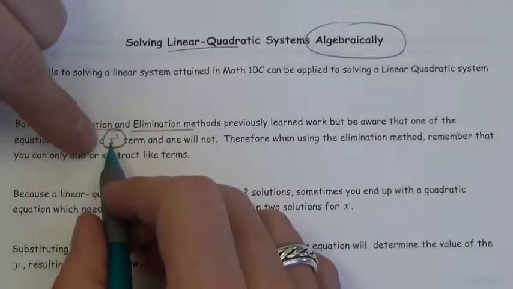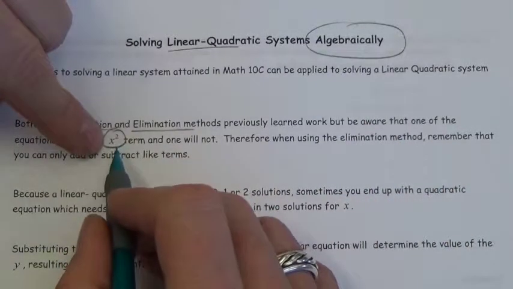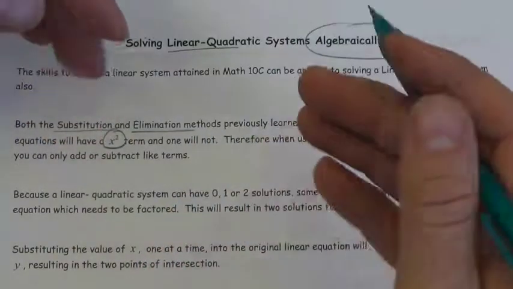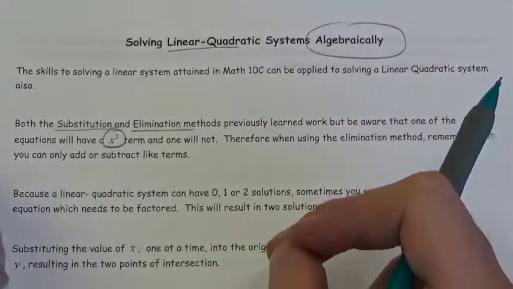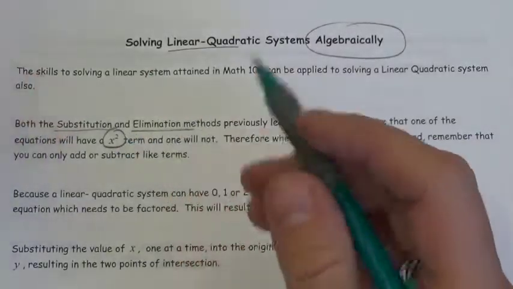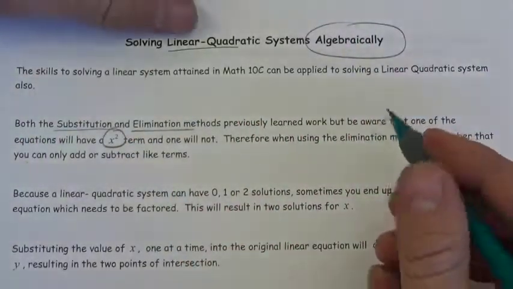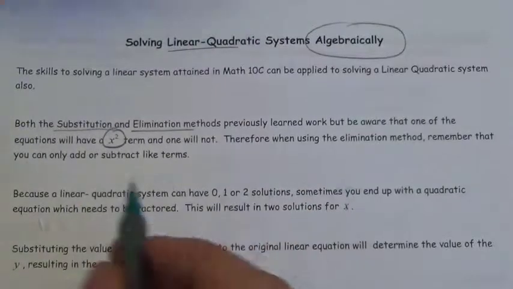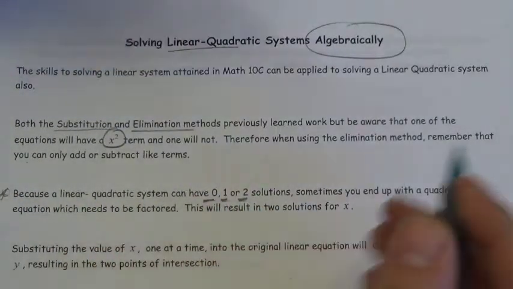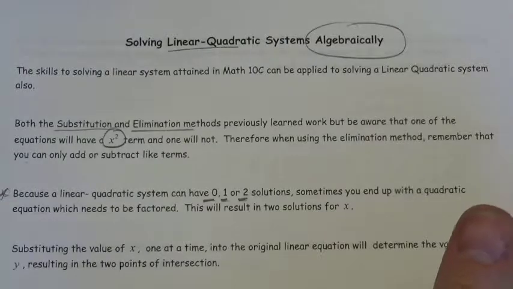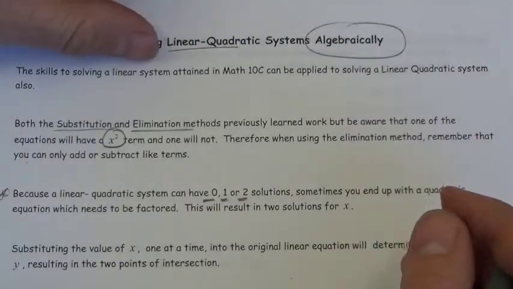And that x squared means that you're going to have a term in one of your equations that has no partner or no like term in the linear equation. Okay? So that's going to impact how you approach this. Bear in mind also that a linear quadratic system can have 0, 1, or 2 solutions. So again, you're going to have to be aware of that. Make sure that you're interpreting your answer correctly.